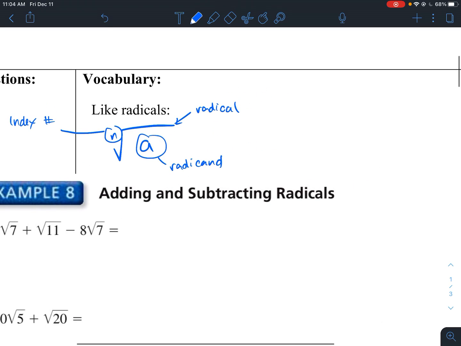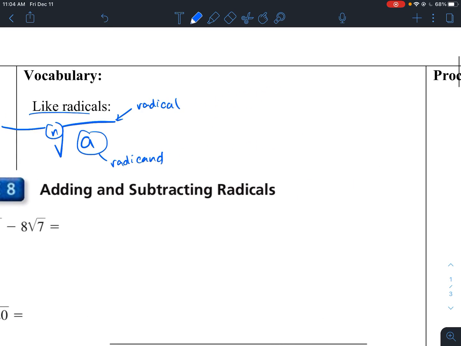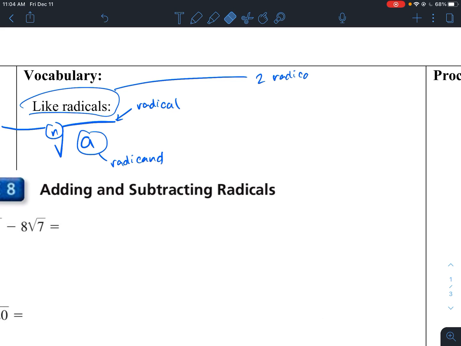Now, a like radical is whenever two, or I guess we should say two or more, radicals share the same index number and radicand.